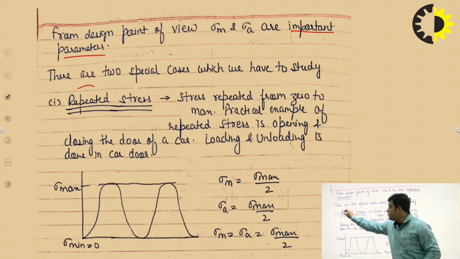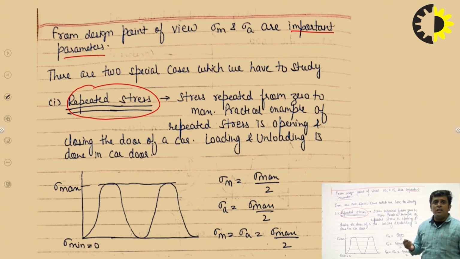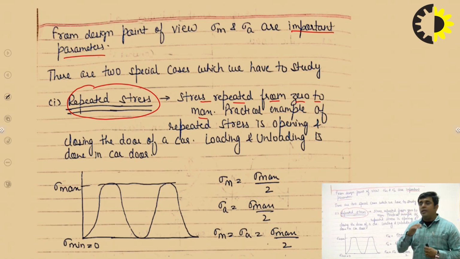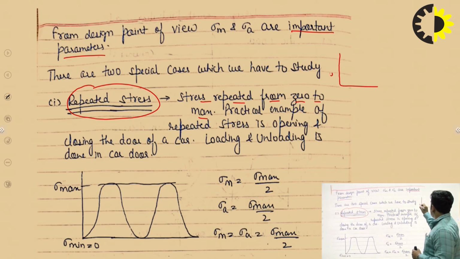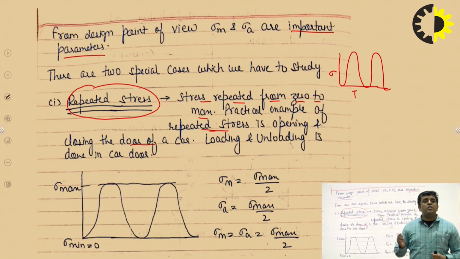First is the repeated stress. We need to understand this term. The definition is stress repeated from 0 to maximum. Suppose this is a diagram, stress versus time. This is the origin, 0 to maximum, again 0, 0 to maximum. Like when we open a car door, opening and closing comes under a repeated stress. Loading and unloading is done in the car door.